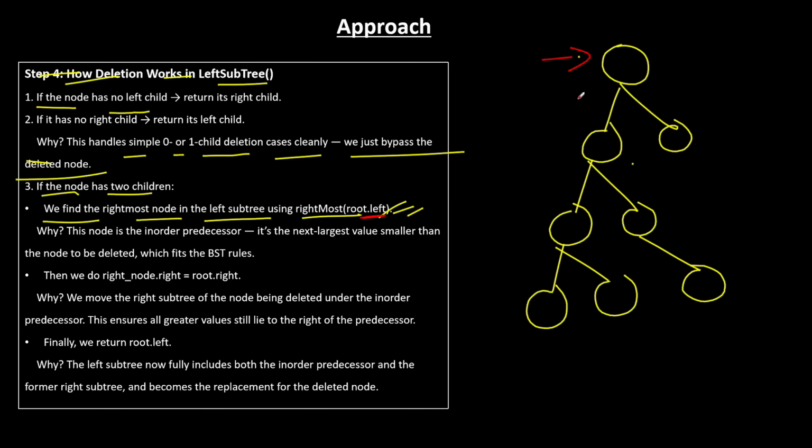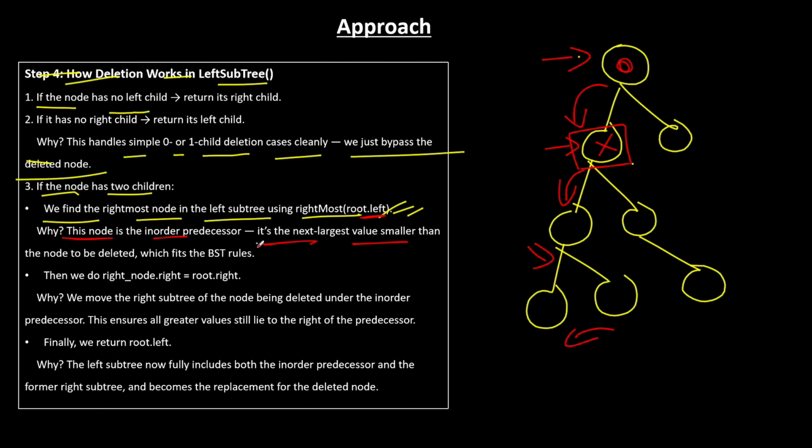Suppose this is the root node and this is to be deleted. So what are we passing in left subtree? This node's left, correct? So in left subtree we have this, and in the rightmost function, we will have this root left value. In the rightmost function, we will try to go as much right as possible. And if it does not exist, we take the next left value. This node is the in-order predecessor basically. It is the next largest value.